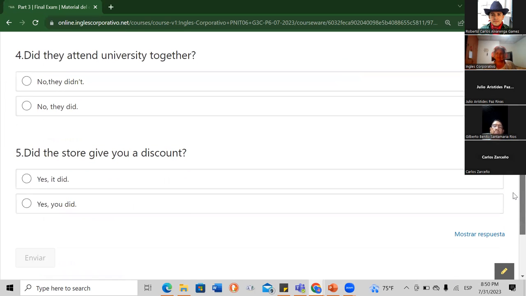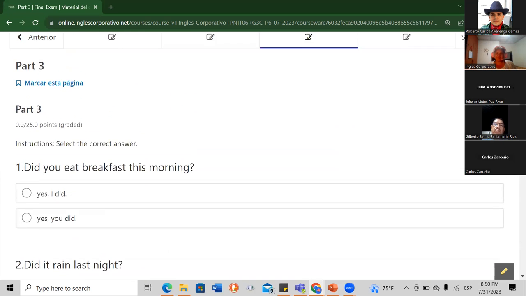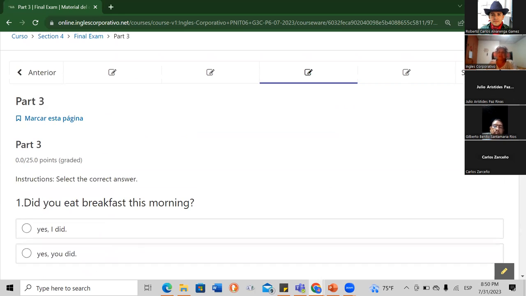Okay, if you see, this final exam has the same exercises that we have in the previous activities in the homework, right? All of them are repeated, son repetidos, okay? Tenemos los mismos ejercicios que hemos hecho en las tareas. Very easy to complete then.